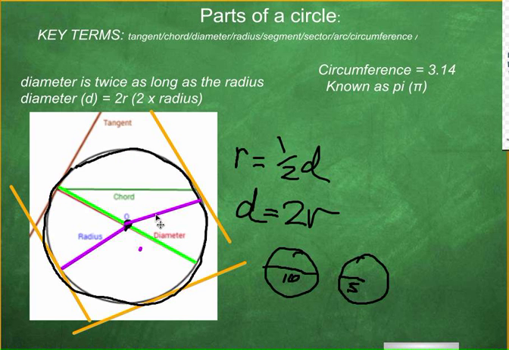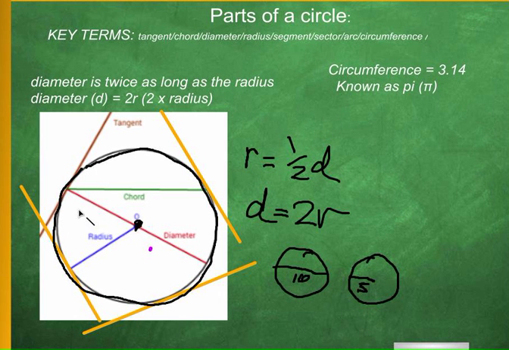Now you also see I put chord here, the word chord. Chord is any line that kind of cuts through a circle and creates a section. So you see this green line here, that is a chord. Here's another chord. It's not going through the center of the circle, but it's touching one side of the circle and the other side of the circle. Here's another chord right here.